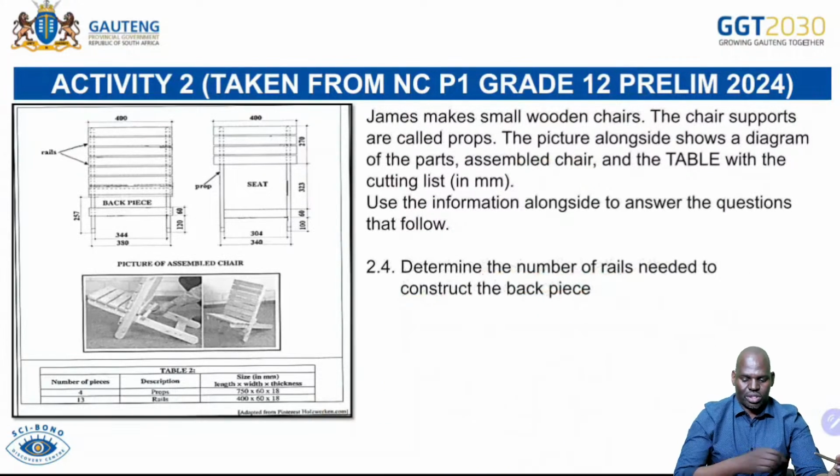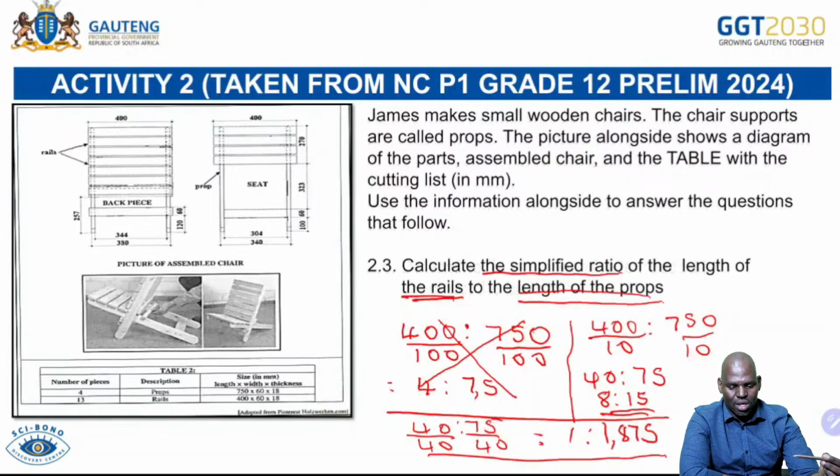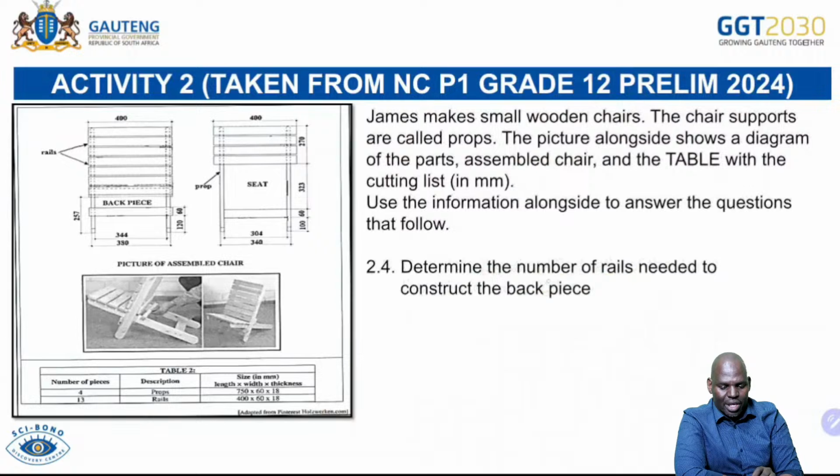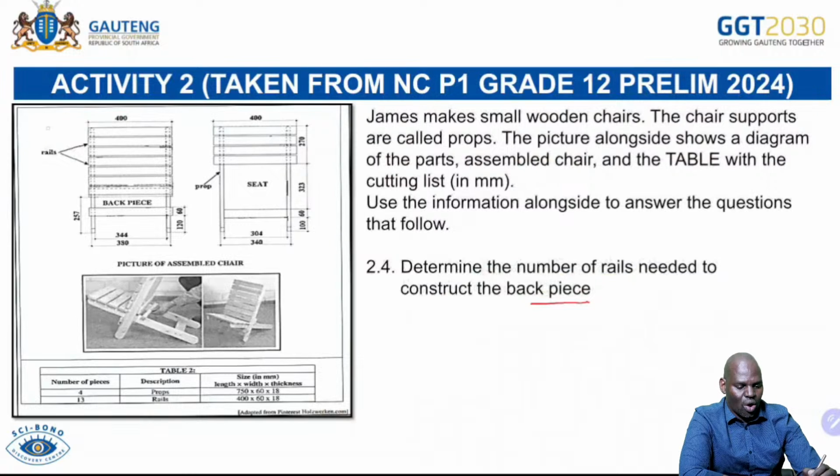Okay, then the next question, it's 2.4. Determine the number of rails needed to construct the back piece. Now, if you look at this on the picture, it is clearly labeled what they mean by rails. So all these parts are rails, okay? Now, but the back piece is this one. So if we have to look at the back piece, how many rails are there?